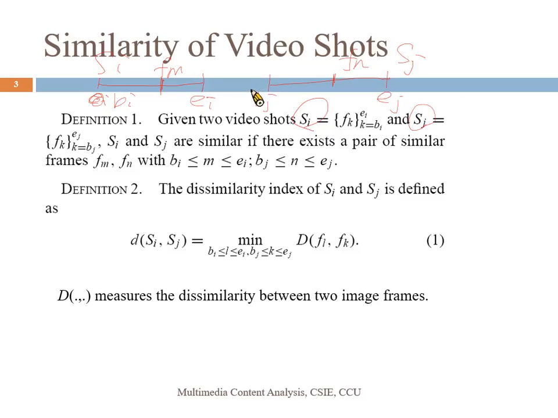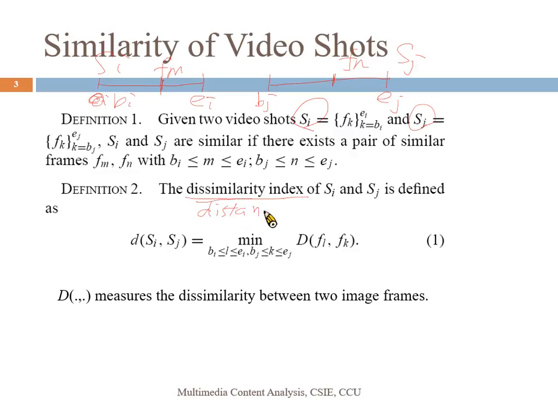So basically the idea is we reduce the similarity between video shots into similarity between video frames. So this is the first definition. The second definition is the dissimilarity between SI and SJ. The dissimilarity is equal to distance.